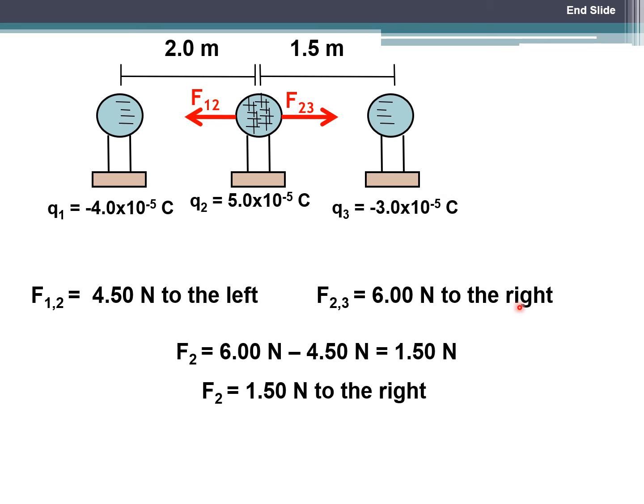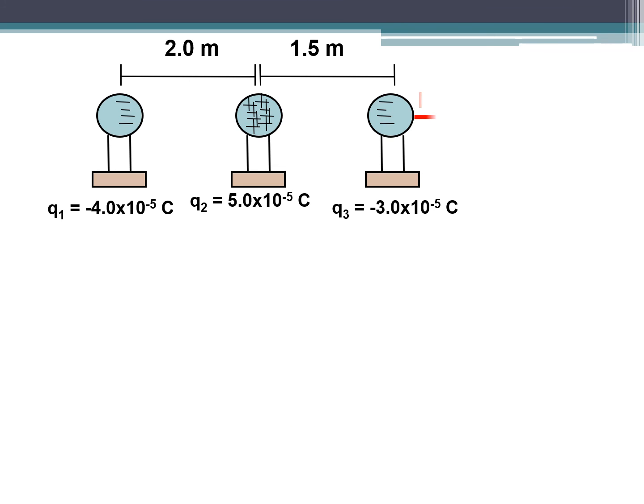Now, since we've already translated over, we're going to take these two vectors and add them together. We got 6.0 newtons. It's going to be positive because it's to the right, and then the 4.5 newtons to the left, so that's going to be negative. We get a total of 1.50 newtons. And since that's positive, that's going to be to the right, and that's the net force on charge 2.